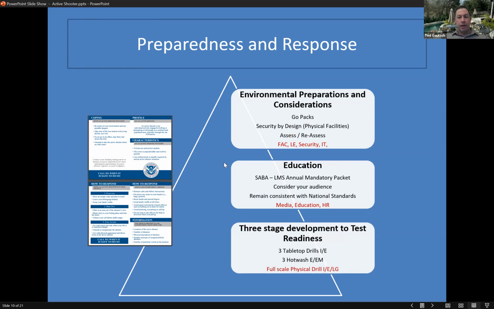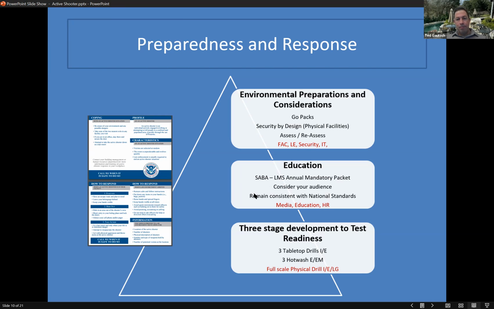Environmental preparations is one thing that schools have really taken the lead on. It's one thing I did a lot of research on with schools: you have to prepare your environment physically, to not only allow your first responders to get in and mitigate this as quickly as possible, but to allow your employees to do the same. So things like go packs, those are typically things we put together, like floor plans, access cards, keys, whatever your first responders need when they get to the front door, to give them the resources they need to get in and eliminate the shooter as quickly as possible. But then you have to educate people.